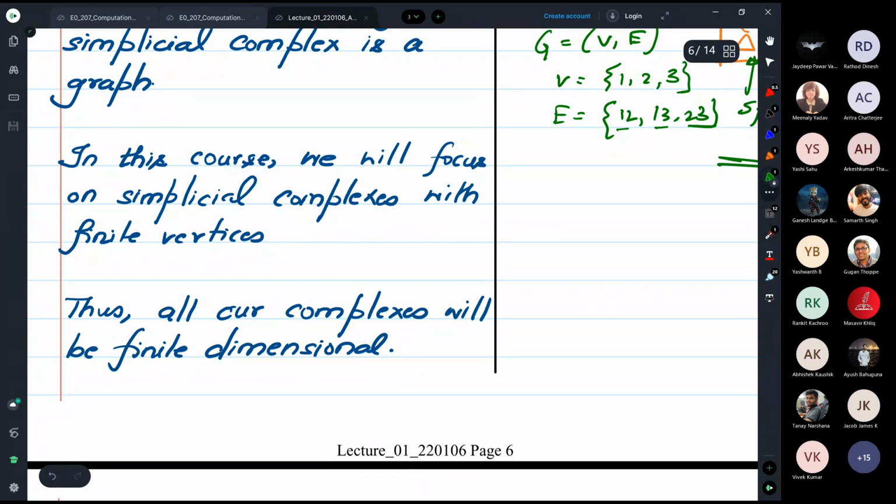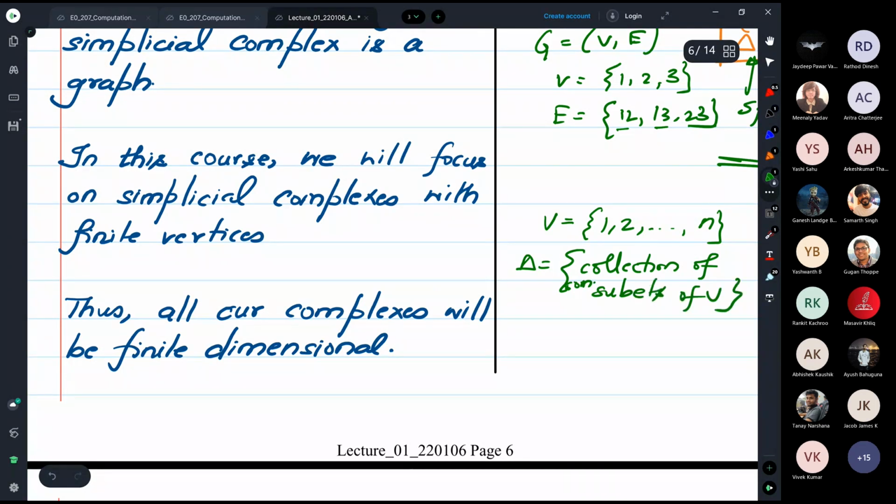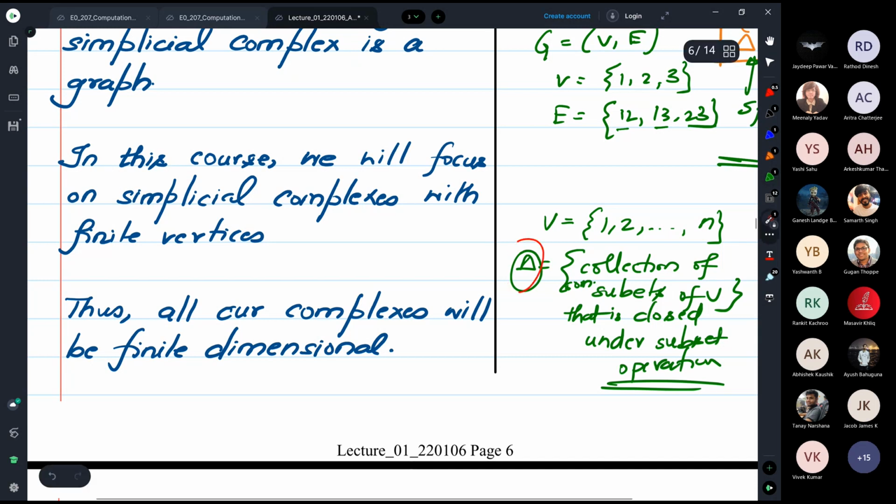So here is a quick question. Let's say V is 1, 2, and so on, and let's say delta is a collection of some subsets of V. We did not include all subsets, only some subsets of V. And let's say that this collection is closed under the subset operation. Can one of you tell me what can be the maximum dimension of delta?